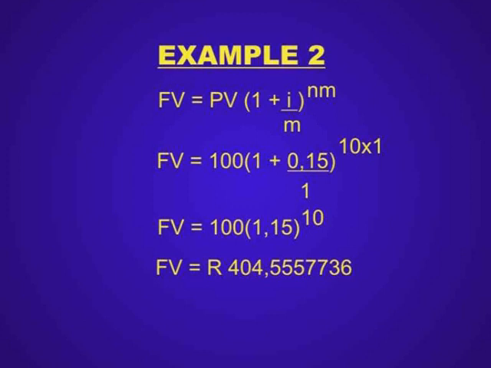0.5557736, and that continues. Now because it's financial maths, we are going to round off to the nearest cent, which is going to equal 404 Rand 56 cents. That is what our money is going to be worth at the end of 10 years if it is compounded once a year.